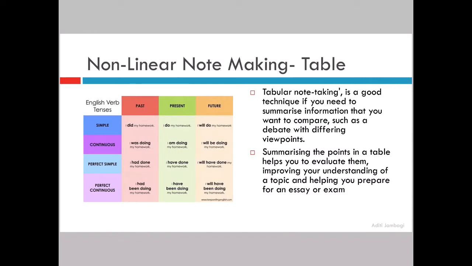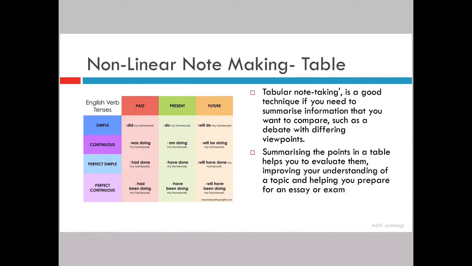Tabular notes will allow you to categorize information. So in different categories, you can put information. Using tables or tabular note making is a good technique if you want to summarize information that you want to compare, right?